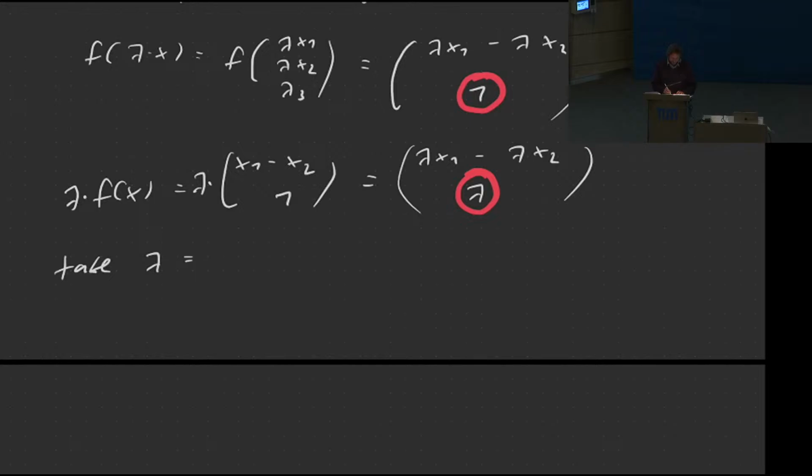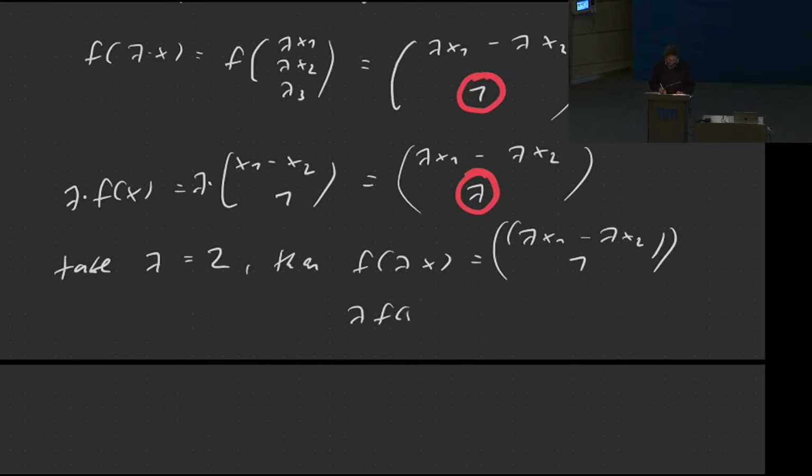And for example, let's take lambda equals 2. Right? And then f of lambda x is lambda x1 minus lambda x2, 1. And lambda f of x is lambda x1 minus lambda x2, 2. And obviously, those are not the same.